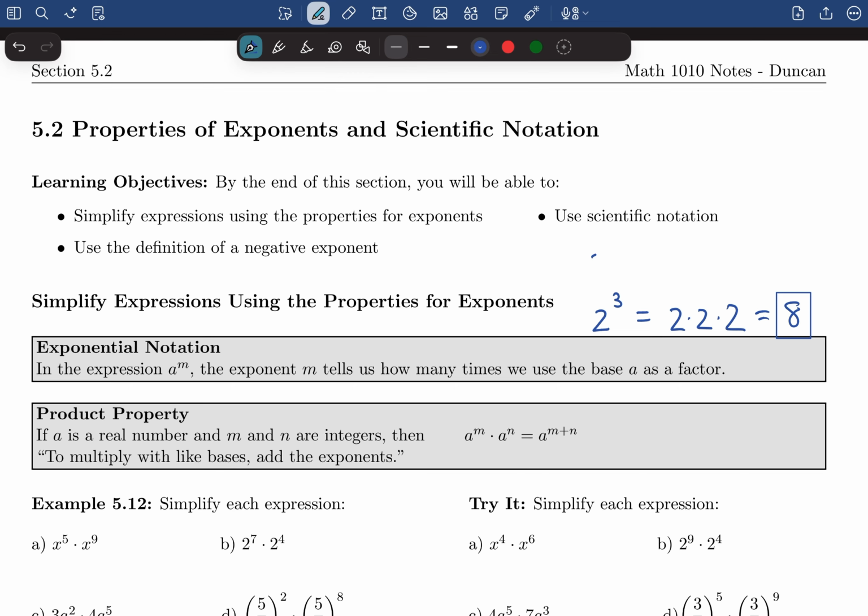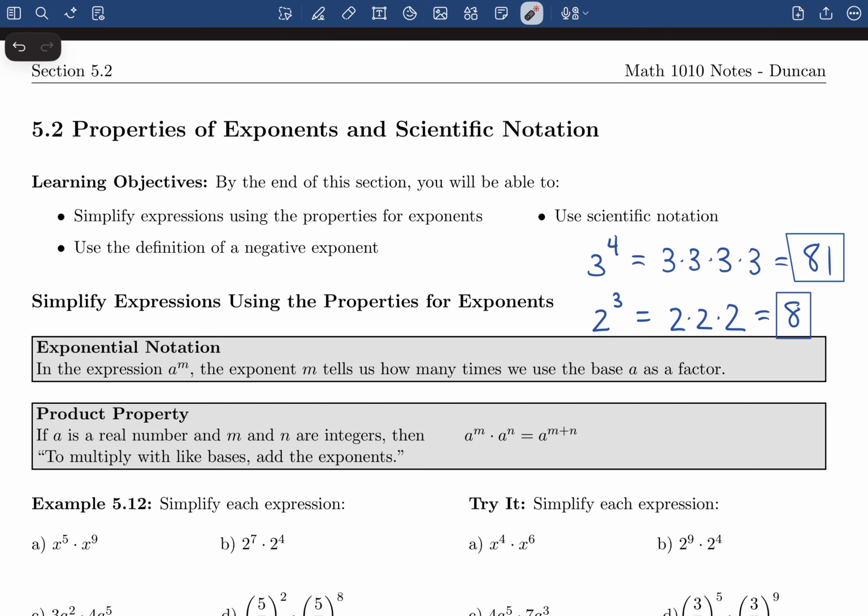Another example would be if I had 3 raised to the fourth power. That tells me I need to multiply 3 by itself 4 times, and 3 times 3 times 3 times 3 is 81. So 3 to the fourth power is 81. I hope this short explanation has shown you how to use exponential notation.